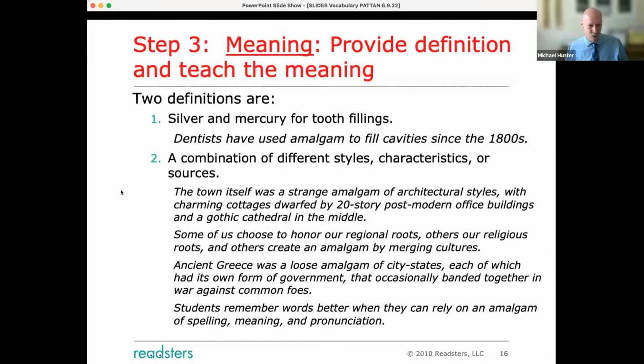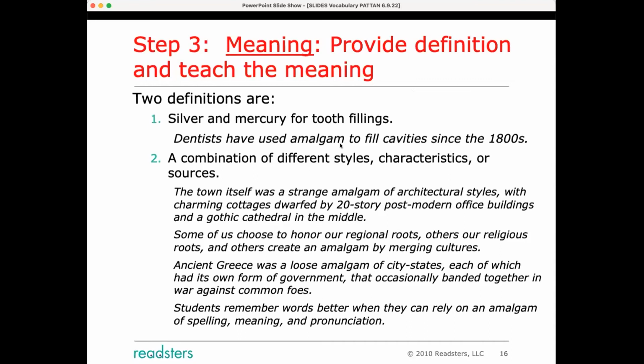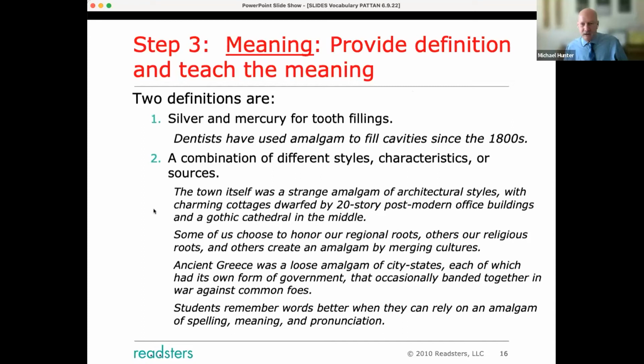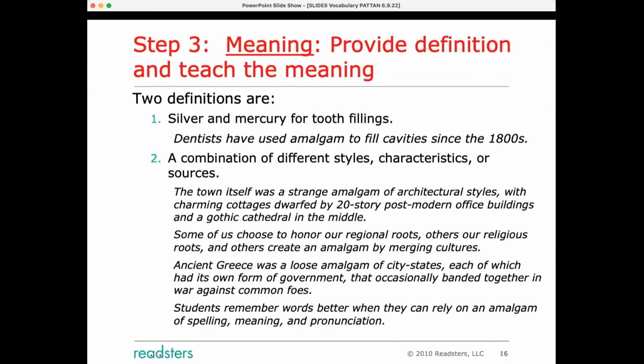Okay, so that's a basic concrete thing. It's the stuff that they fill cavities with that's made out of metal. Now, a more abstract meaning for amalgam, and the one that our researchers were using, is a combination of styles, characteristics, or sources. So everybody, what is an amalgam? Let's give definition number two, please. A combination of different styles, characteristics, or sources. Yes. Okay.